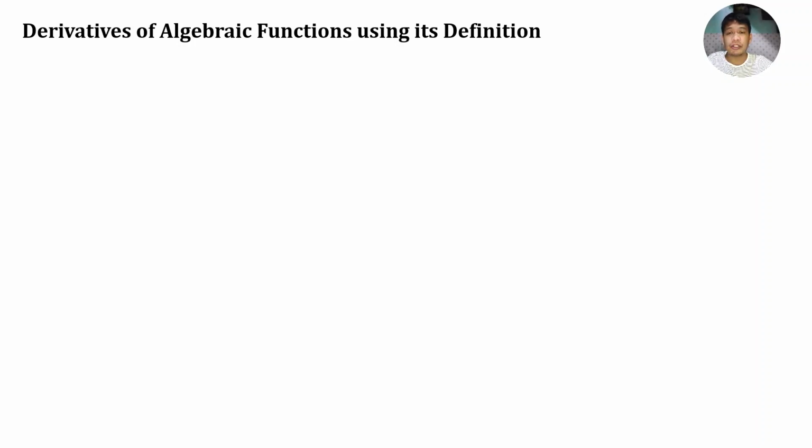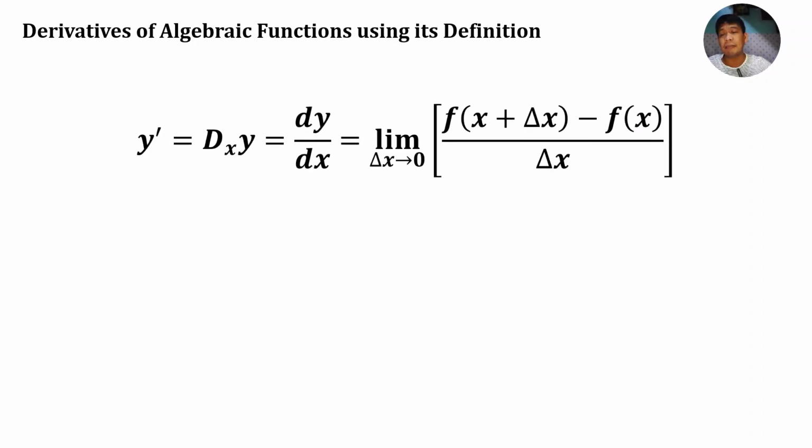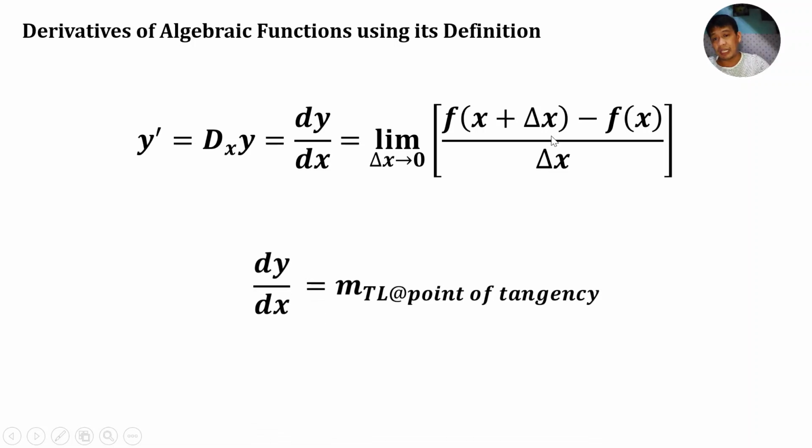Alright, in this video, we are going to solve for the derivatives of algebraic functions using the definition. This is also known as finding the derivatives of algebraic functions using the increment method. From the definition that we had last time, the first derivative of y with respect to x is the limit as delta x approaches 0 of f of x plus delta x minus f of x all over delta x. We can also associate that with the slope of the tangent line at the point of tangency.